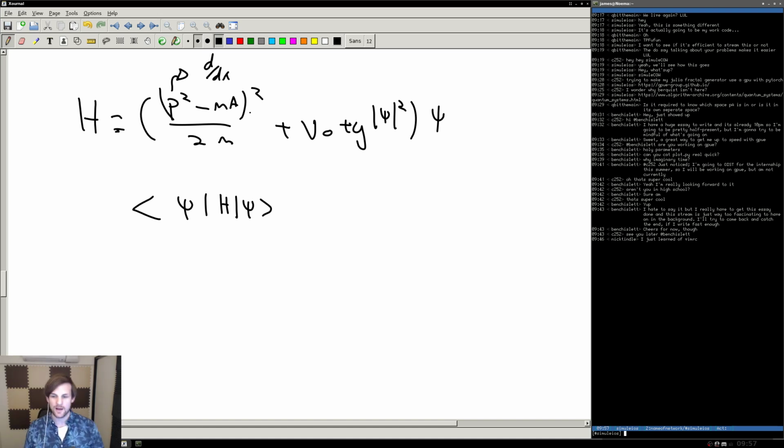So we're going to try it. We're going to see what happens. I'm just going to create a derivative function, and we're going to go from there.